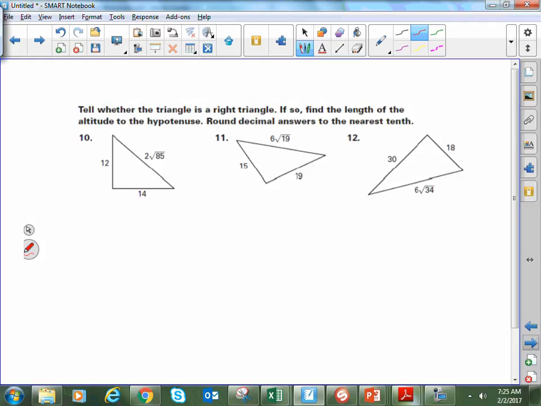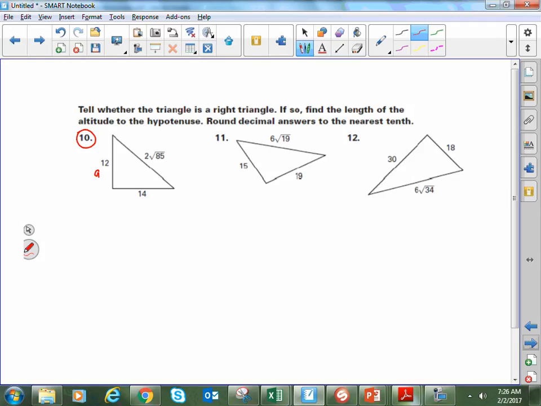Now let's take a look at 7.3. Common questions started around questions 10, really 10 through 15, because they're essentially the same thing. Tell whether the triangle is a right triangle. Well, let's just take a look at number 10. How do I know if this is a right triangle?